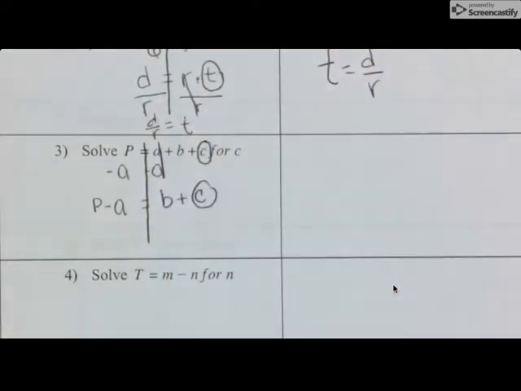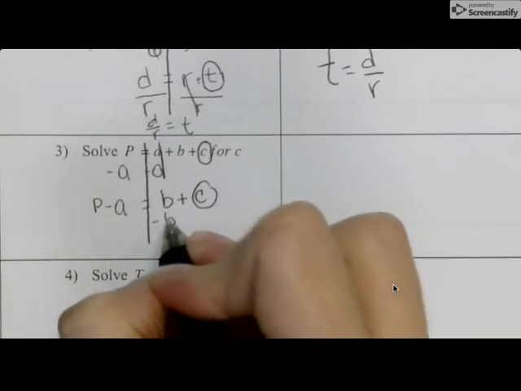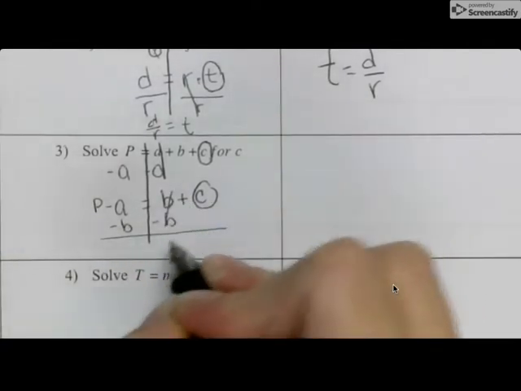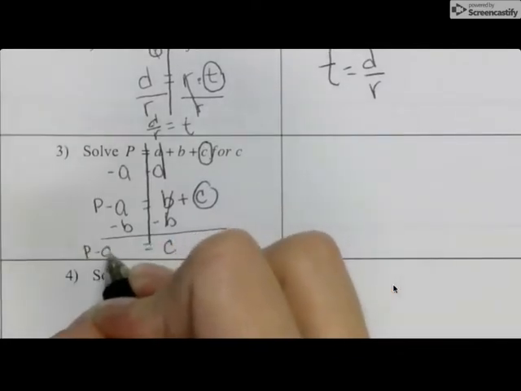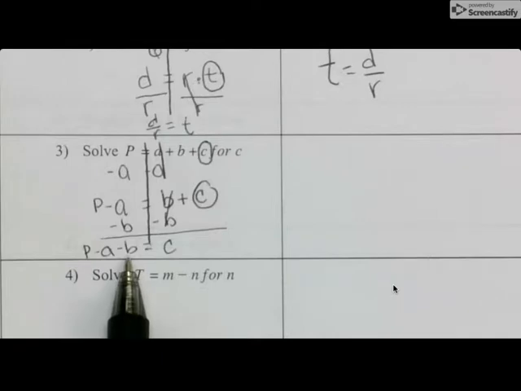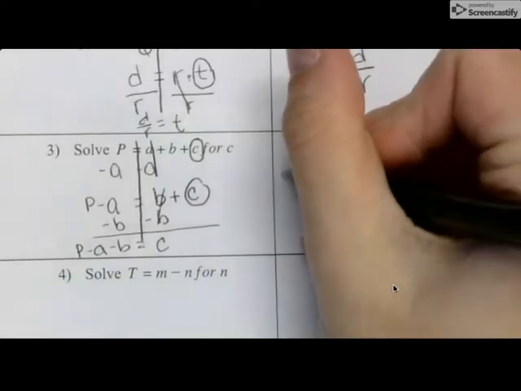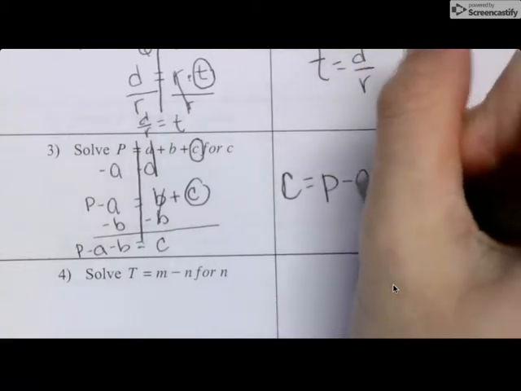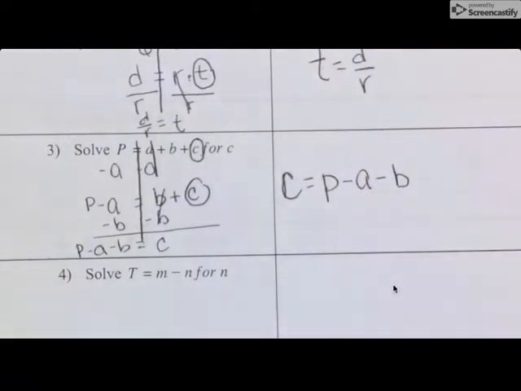I want to get C alone, so I need to subtract B on both sides. That makes a one pair. Notice how I have not combined any of these. That is what I want. They are not combinable. They are not in the same tree. So my answer is C equals P minus A minus B.